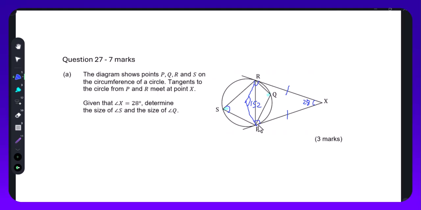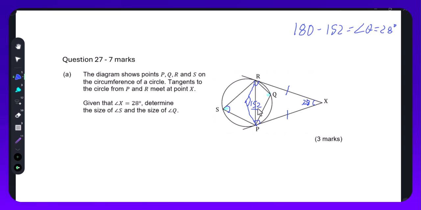Because they make angles of 90 degrees, being supplementary, that means that these are supplementary also, to end up equaling 360 within a quadrilateral. Therefore, 180 take the 28 that we started with gives us 152. Because we have that 152 and the 90s, we'll figure out the size of Q, which will therefore just be 28, because it'll be 180 take 152, equals angle Q equals 28 degrees.